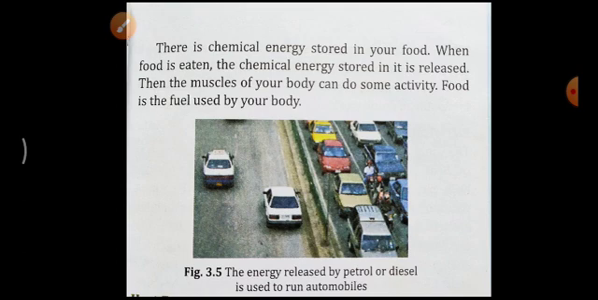Okay. So the energy released by petrol or diesel is used to run automobiles. At the same time, human beings are getting chemical energy from the food after digestion also. Okay. So this is all about chemical energy.